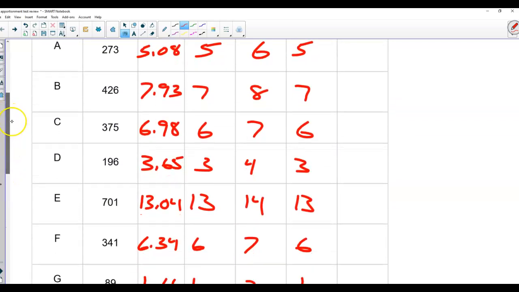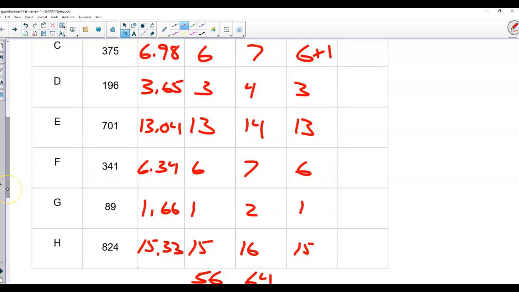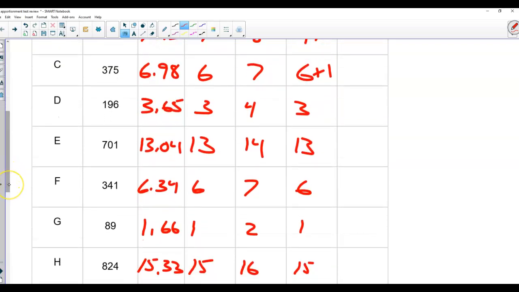And it goes to the 4 numbers that are biggest after the decimal point. 0.98 and 0.93 are the 2 biggest, so they're each going to get a rep. 0.08, 0.65, 0.04, 0.34, 0.66, 0.33. The 2 0.6s, G and D, will get a rep.